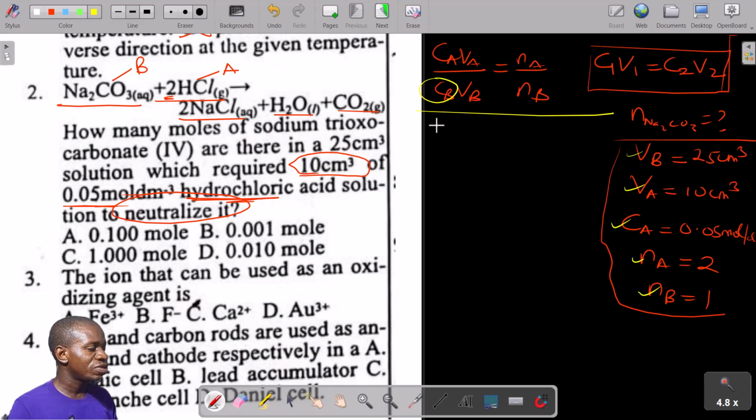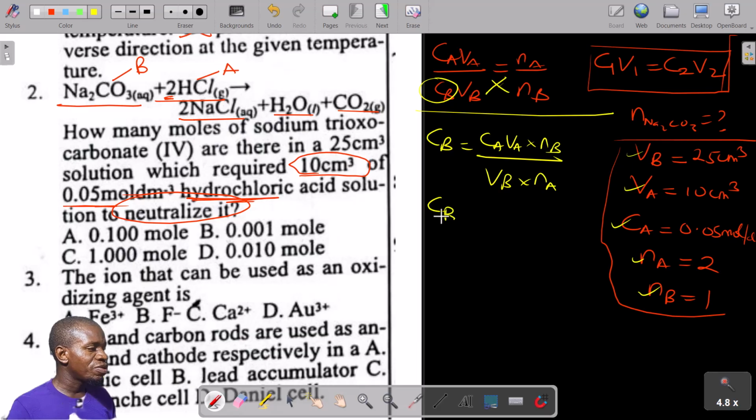Since I don't have Cb in this equation, I'll just say Cb equals CaVa times Nb all over, that is cross multiply. That's what I did, cross multiply. This will multiply this, then Vb will now multiply your Na. I'll just say Vb times Na.